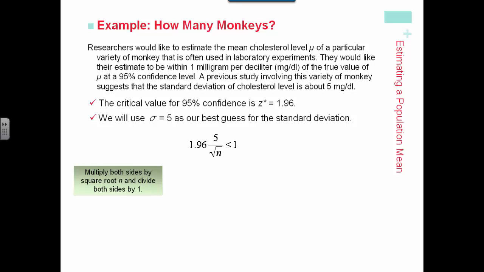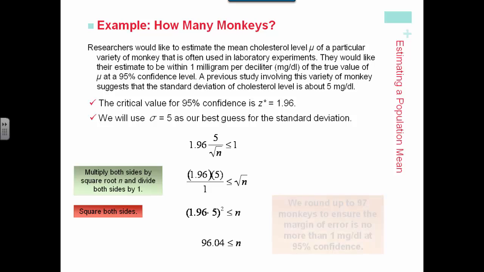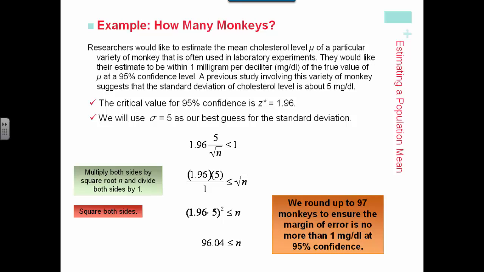Multiply both sides by square root of n and divide both sides by 1. Square both sides. We'll round to 97 monkeys to ensure the margin of error is no more than 1 milligram per deciliter at 95% confidence.